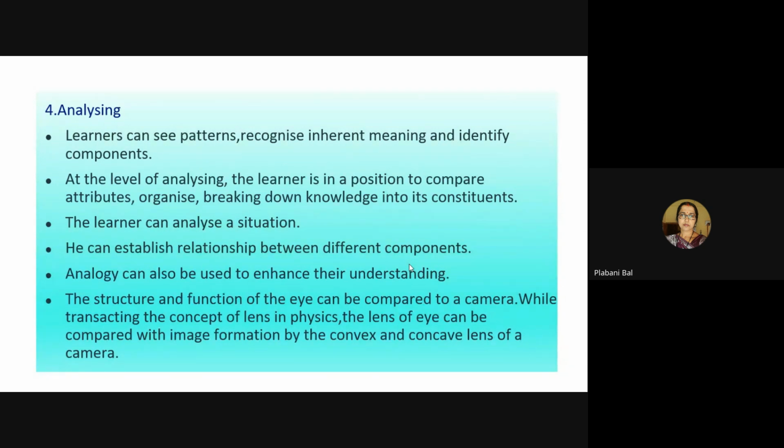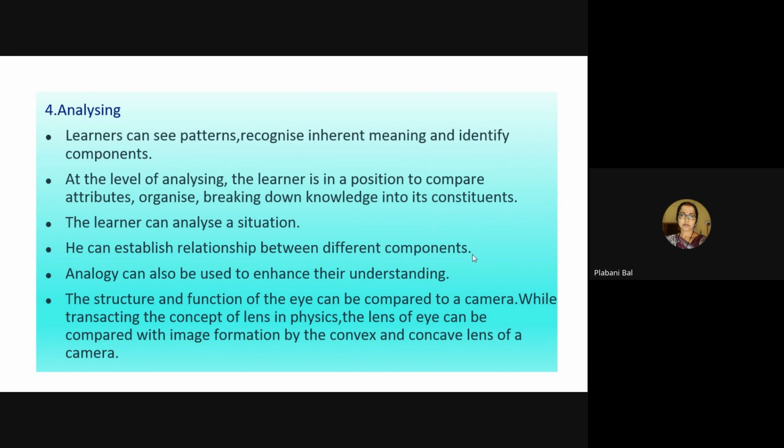Structure of the eye. Then in the eye there is a lens, and he has also learnt about lenses. So when he is able to compare or analyze these two things, that there is a lens here and also a lens there, which type of lens this is, how it is functioning, how the reflection process occurs here. When the child is able to do all these things, then we can say that the analyze objective has been achieved.